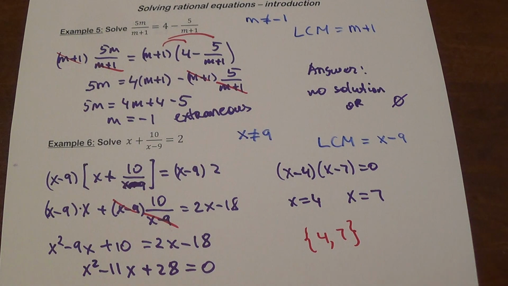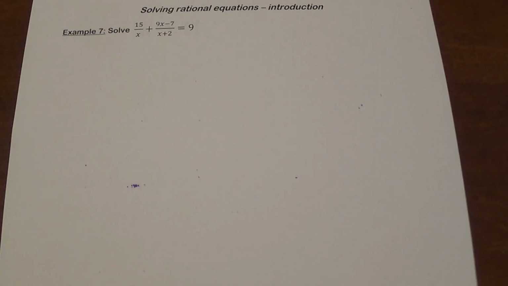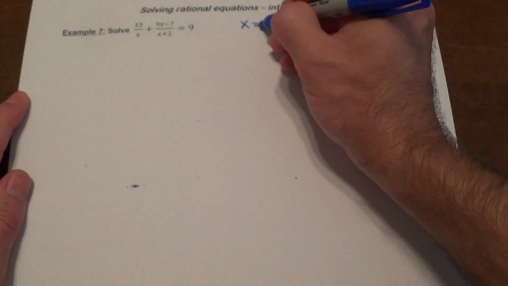Okay? Moving on. Okay, next problem. Now we're getting into situations where the denominators are not going to be the same. But the first thing we're going to do is the same thing we did before. We are going to figure out our excluded values.